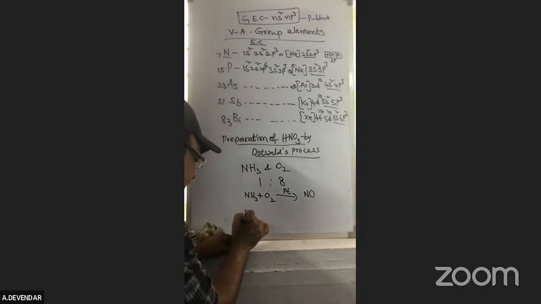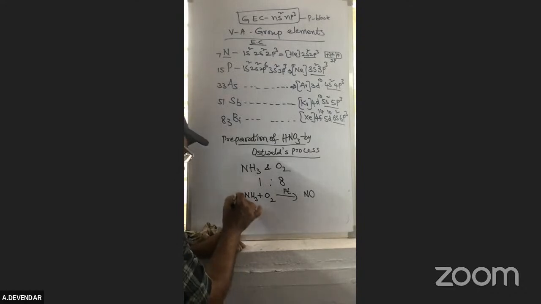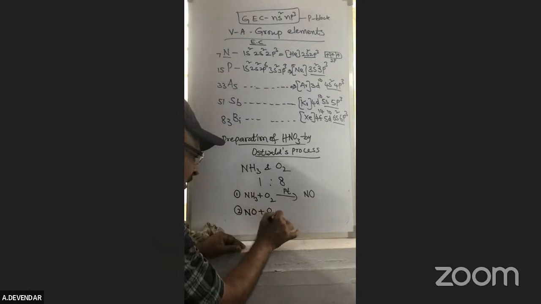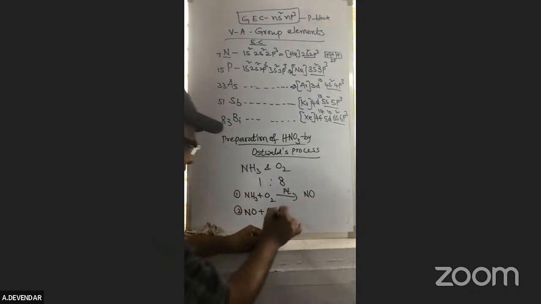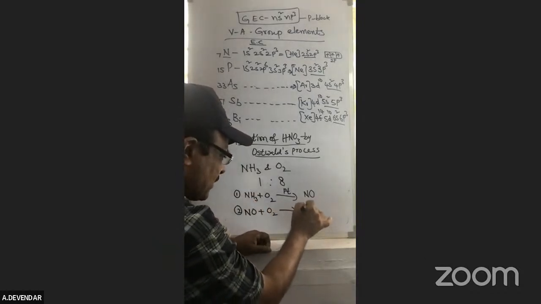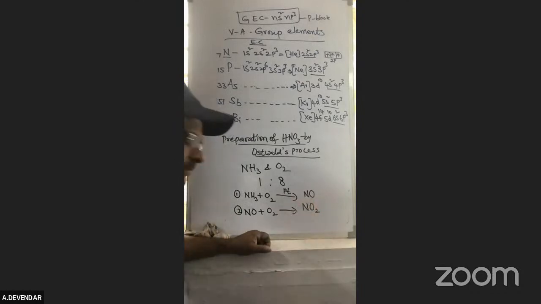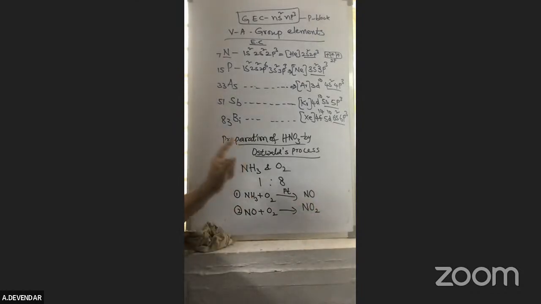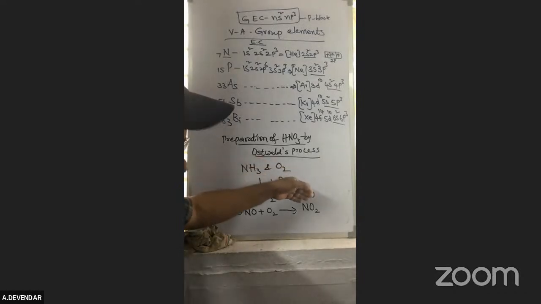This is the first chamber. The second chamber is the cooling chamber. Again it will be cooled, in the presence of oxygen only. In the cooling chamber, nitrogen dioxide is formed. So very simply, in the Ostwald process, first in the catalytic chamber you pass the ammonia gas, and nitric acid is formed.